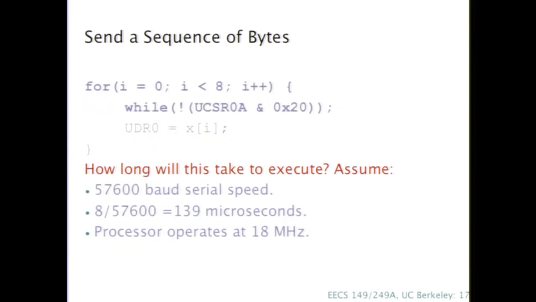So if you want to send a sequence of bytes, you could use some code like this, where the sequence of bytes is in a byte array, and you wait for your UART to be ready, then you give it a byte, then you wait for it to be ready again, you give it another byte. So let's figure this out. How long does it take to execute those four lines of C code? All right? So let's assume 57,600 baud. That's actually the maximum RS-232 rate.